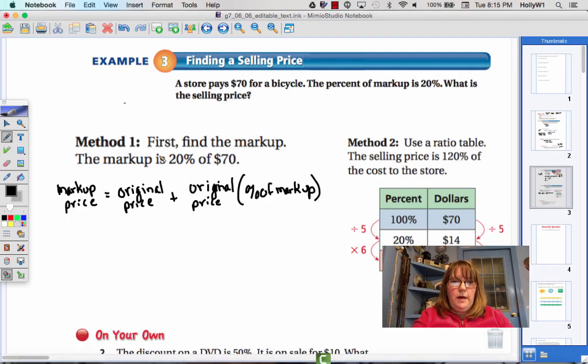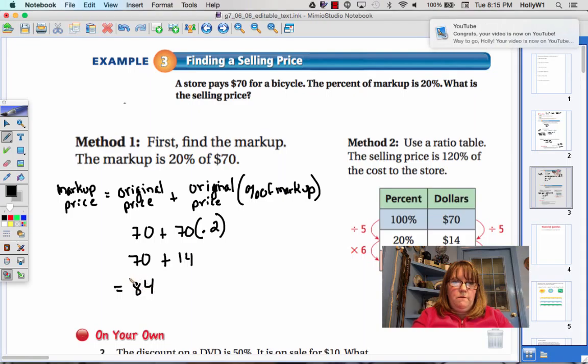So if we have a markup of 20% of the 70, well, that's our original price is 70, plus 70 the original price times 0.2. 70 times 0.2 is 14. So the store is going to charge $84 for the bicycle. And this method is using a ratio table to find the selling price, which is 120%.